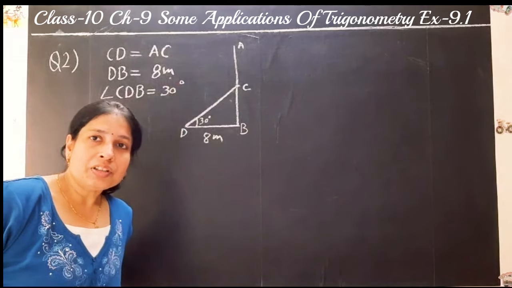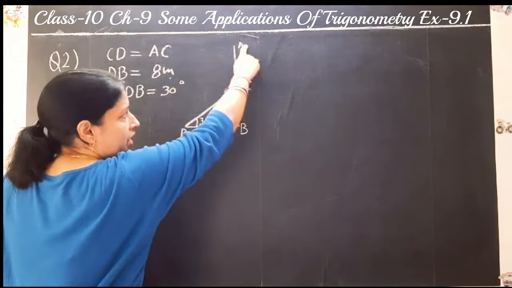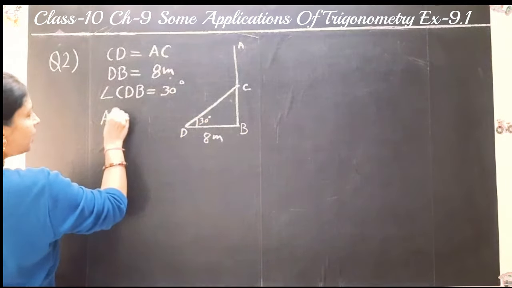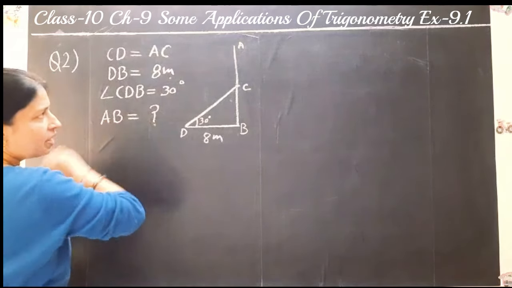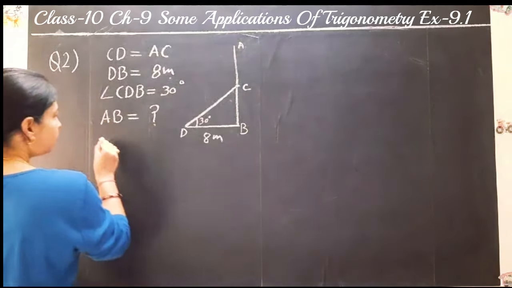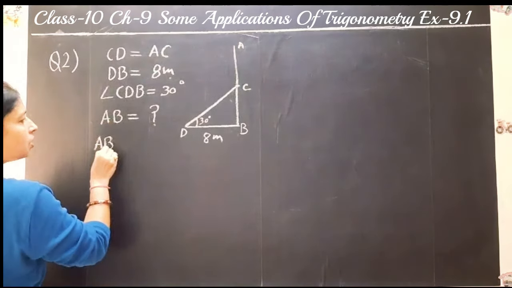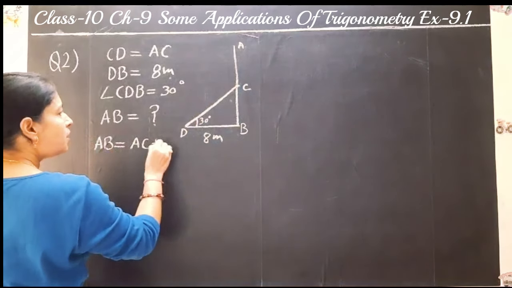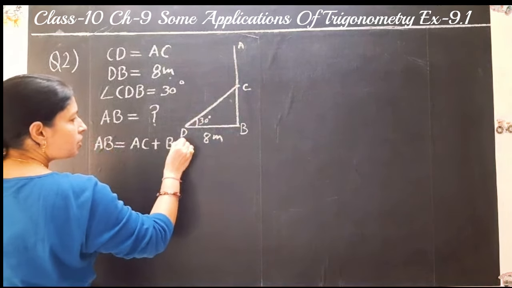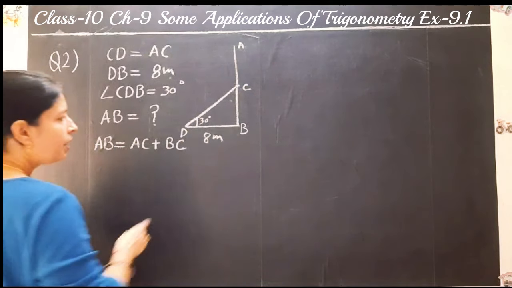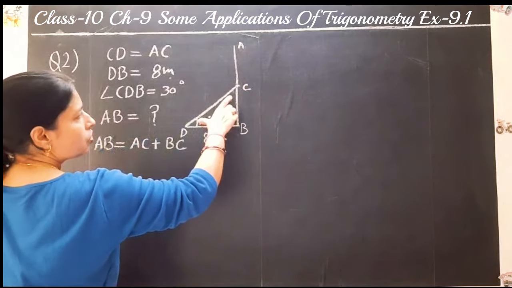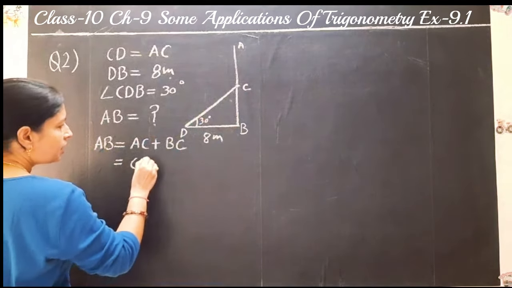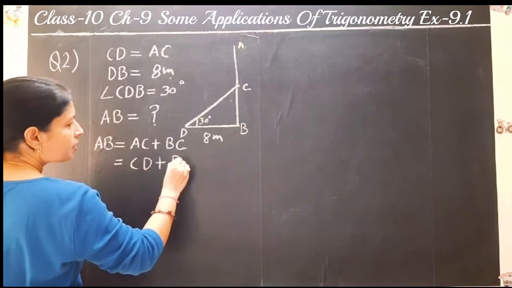And what we have to find out? Here we have to find out height of this tree. That means AB. So right here we have to find out AB. Then what will be AB? AB will be AC plus BC. Yes? And AC is equal to CD. So we can write in place of AC, write CD plus BC.